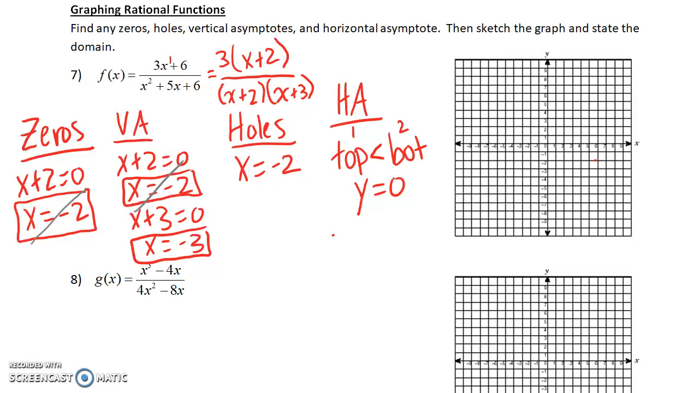So drawing some of this in now. We don't have any zeros anymore, so I got rid of that. Vertical asymptotes, we got rid of x equals negative 2. It's undefined there, and we'll show that in a moment. But we have a vertical asymptote at negative 3. So I find negative 3, and I draw a vertical line or a dotted line in. Then at y equals 0, I have a horizontal asymptote. So y equals 0 is also where the x-axis is. So I draw that in.